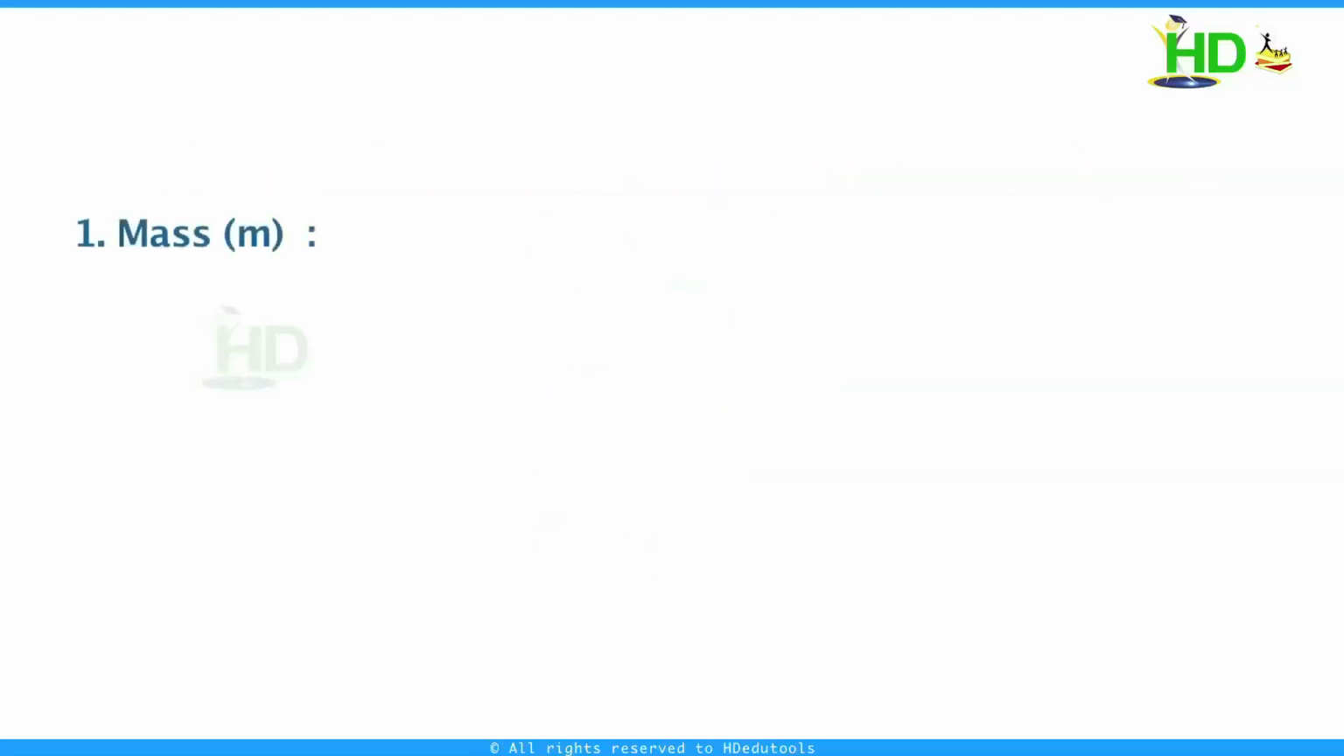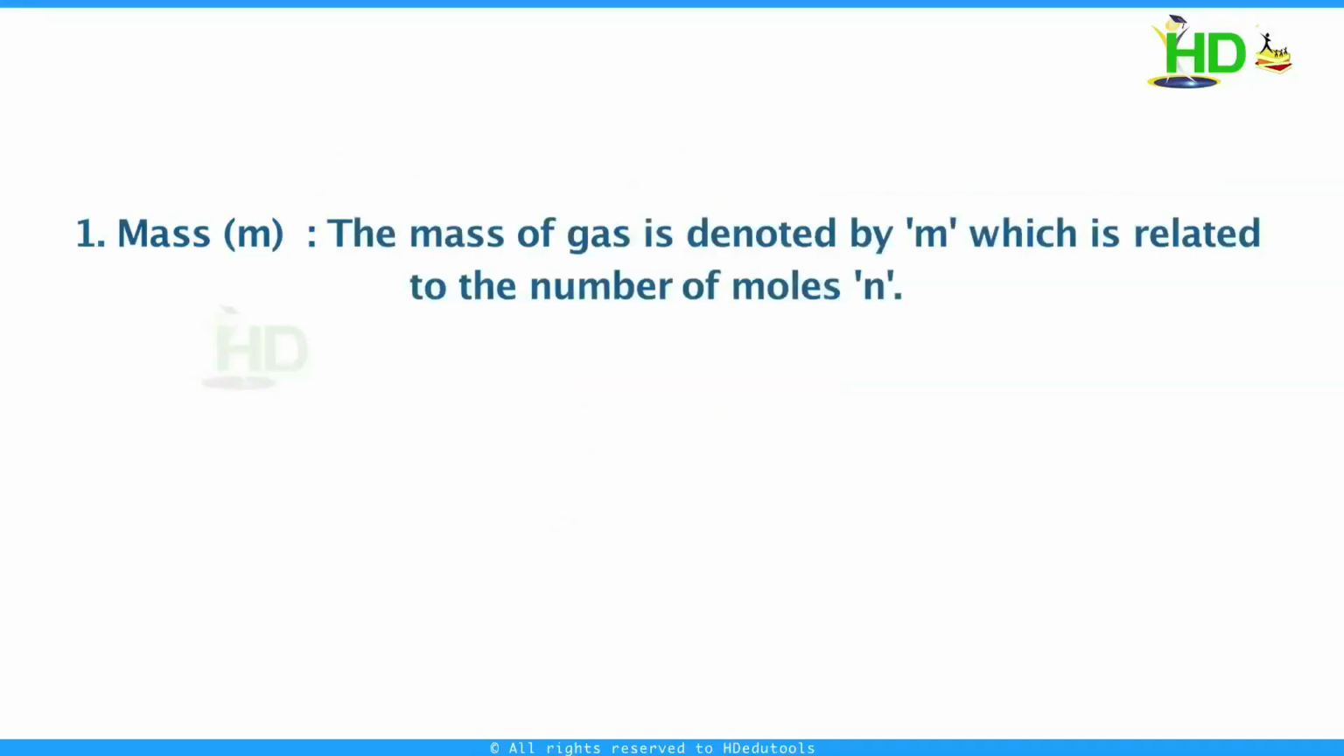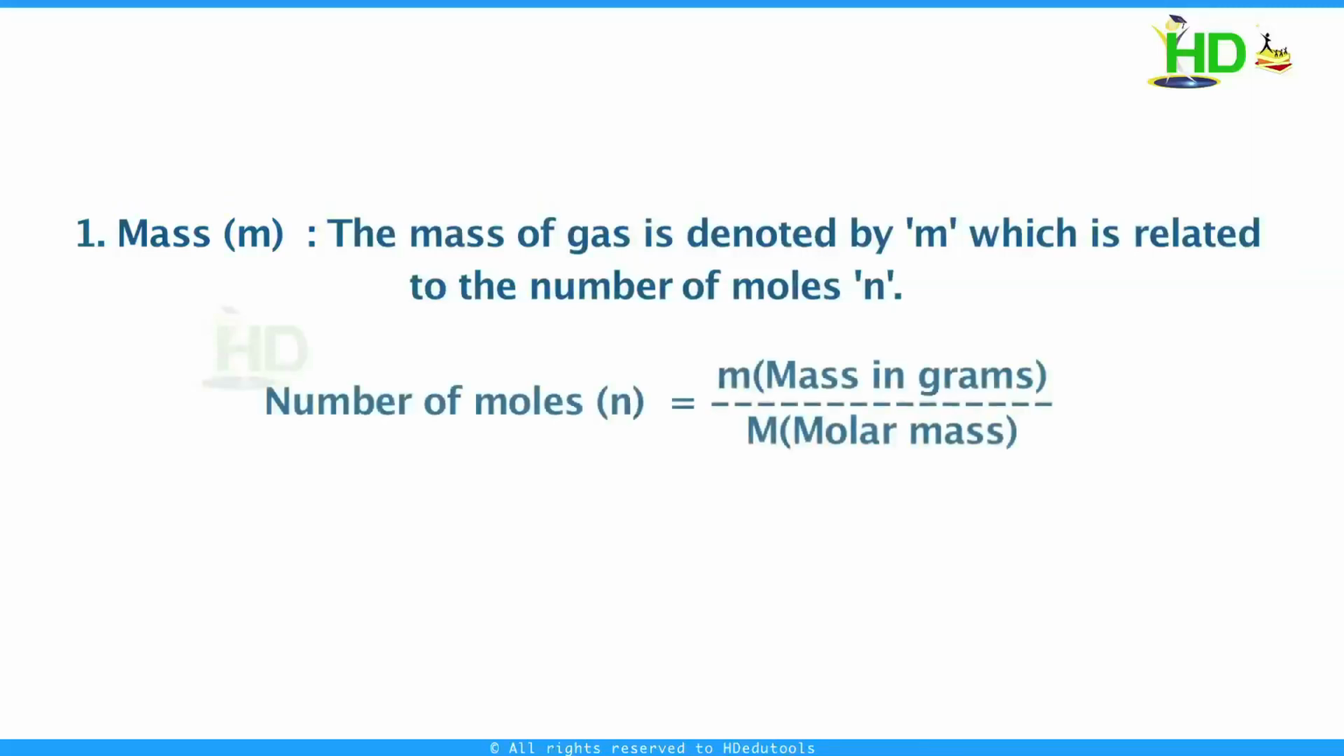The first one is mass. The mass of gas is denoted by m, and this is related to number of moles, number of particles that present in a gas. And the number of moles n equal to mass in grams by molar mass, that is small m by capital M. Therefore, we can write mass of the gas in grams is equal to number of moles into molar mass.